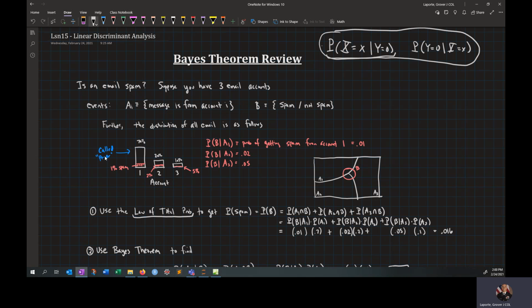These are called prior distributions. If you were given no other information other than that you just got an email, then you would probably say there's a 70% chance that it came from here, 20% chance from here, and 10% chance from there. So that's your prior distribution without any other information.